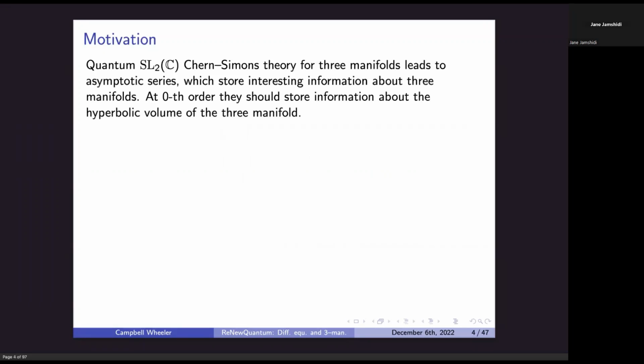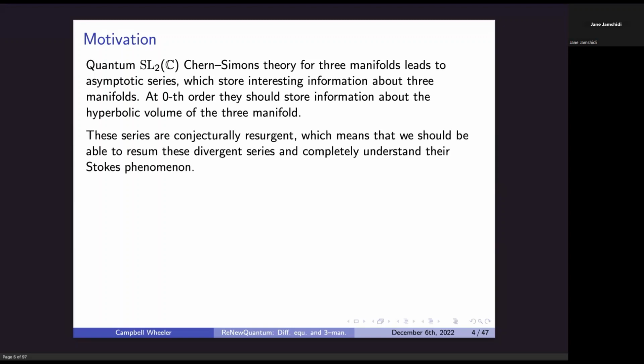The main motivation is trying to understand quantum SL2C Chern-Simons theory in some sense. This leads to interesting asymptotic series, and to zeroth order, it knows about the hyperbolic volumes of three manifolds. Then we have a whole asymptotic series which stores interesting information. These asymptotic series are conjecturally resurgent, and we'd like to understand all of the analytic structures associated to this when we attempt to resum these asymptotic series.